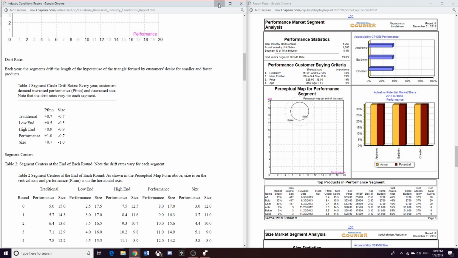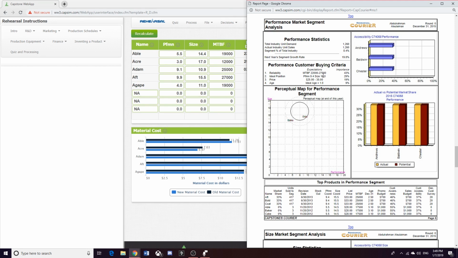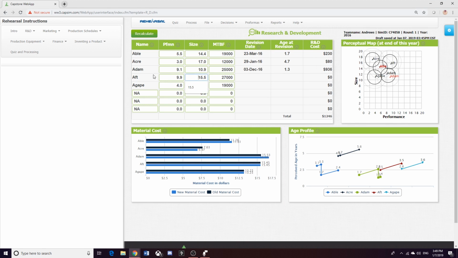So we decrease it, so that means it's going to be 15.6. But our size is already 15.5, so it's good. Because if we decrease our size, that means we're making our product better. If we increase our size, that means we're making our product worse. So we don't want to make our product worse. So we keep our product at 15.5. We don't change that. And by this we finished the performance segment, and we're good.